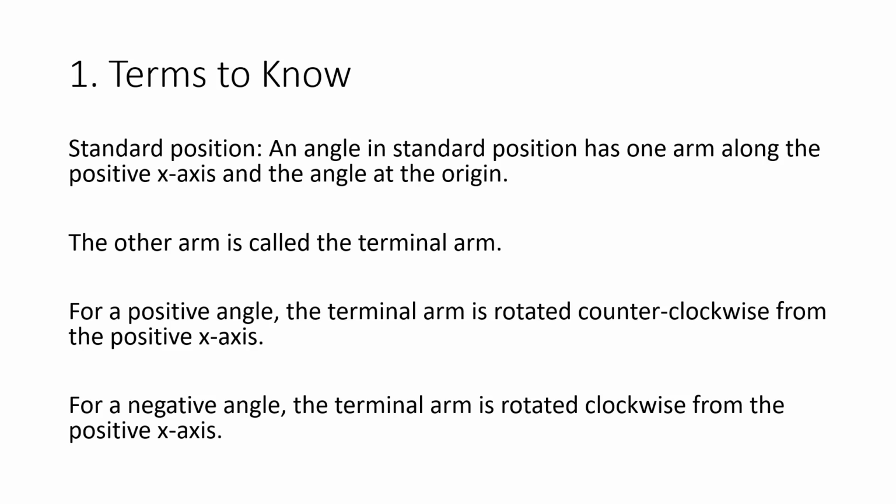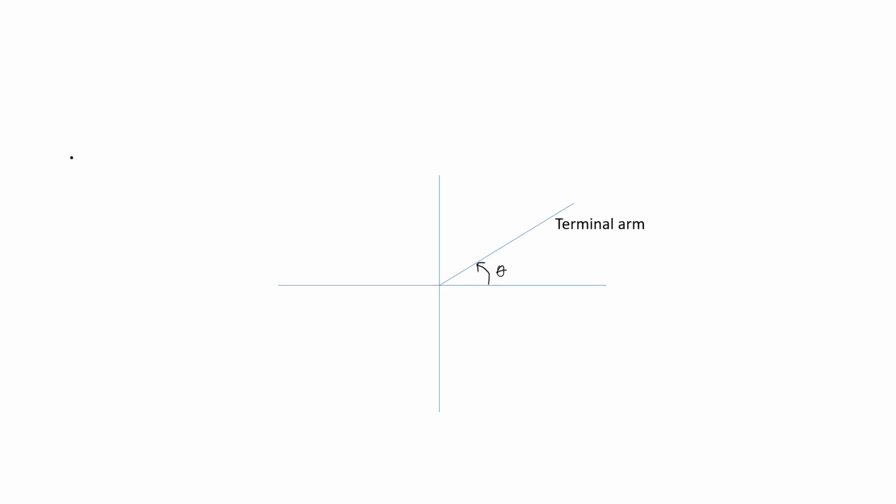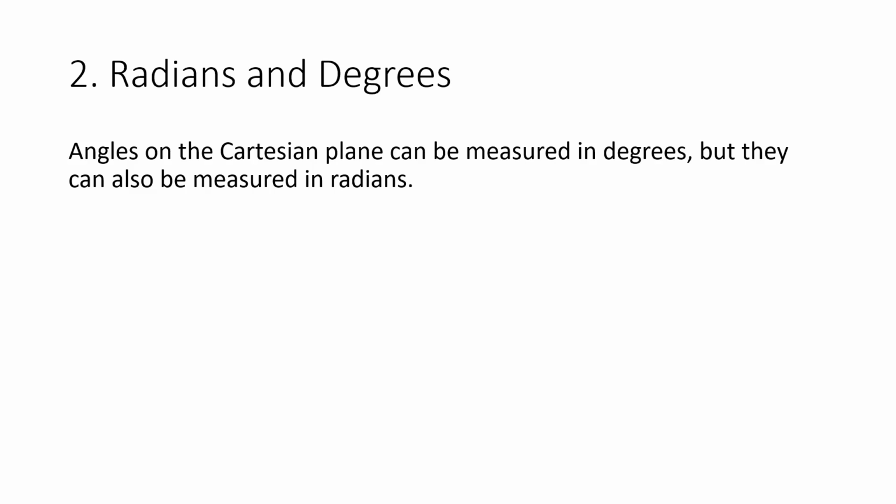For a positive angle, we rotate counterclockwise from the positive x-axis, and for a negative angle, we rotate clockwise from the positive x-axis. So this would be an example of a positive angle, and this would also be an example of a positive angle.